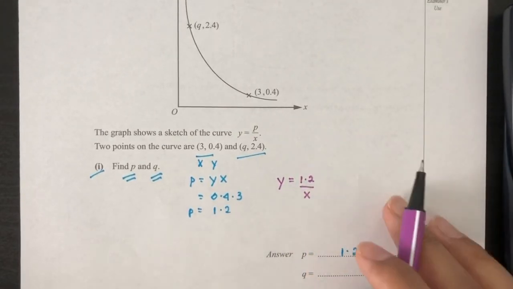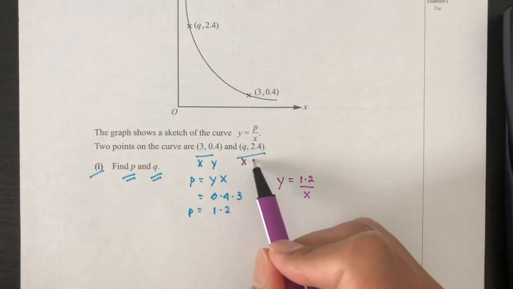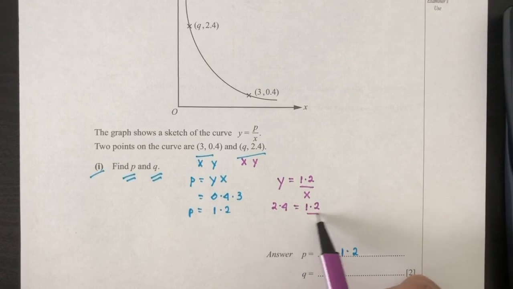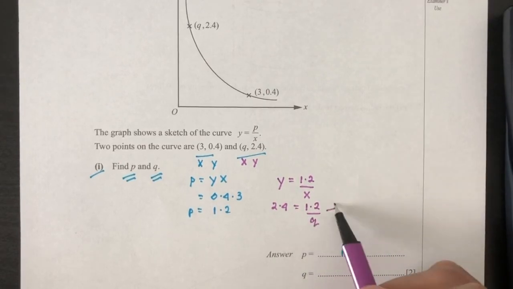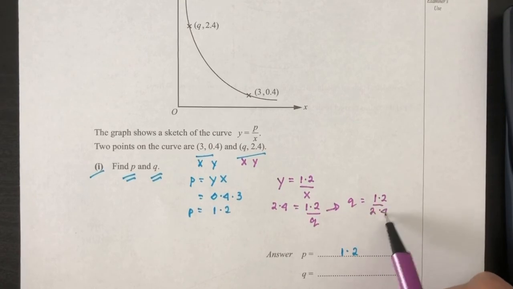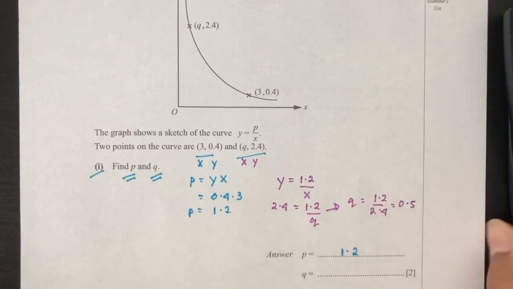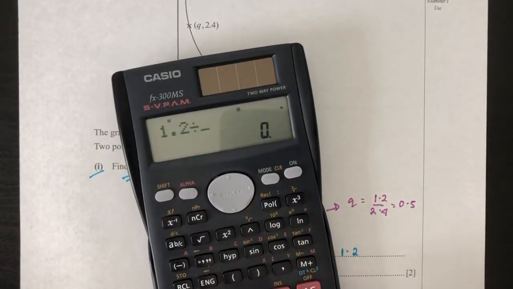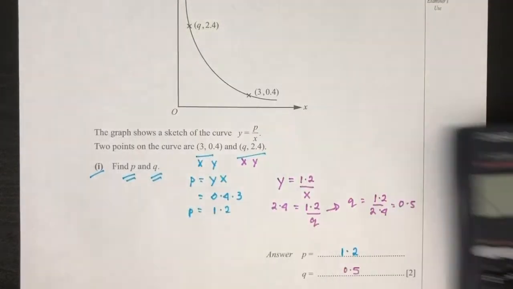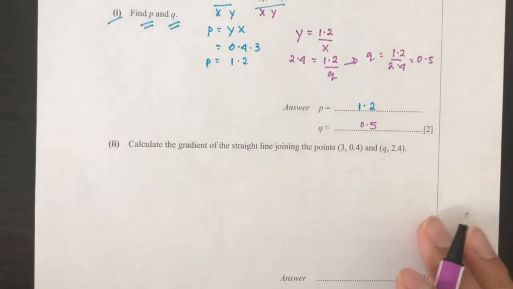Now what is the value of q? Using this point, this is x and y. y will be 2.4 and q will be here. So from this, q is equal to 1.2 divided by 2.4, which is 0.5. Let's double check: 1.2 divided by 2.4, 0.5 for the value of q. Now let's move on to part 2.